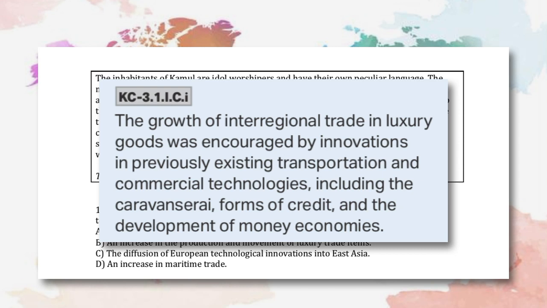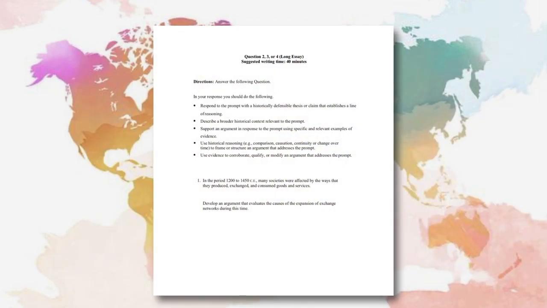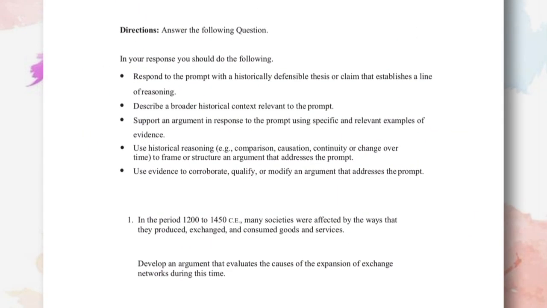Let's look also at what this might look like as an LEQ essay on the test. Here's the prompt. This is what the LEQ looks like, the long essay question. The prompt is actually at the very bottom. It says, develop an argument that evaluates the causes of the expansion of exchange networks during this time.